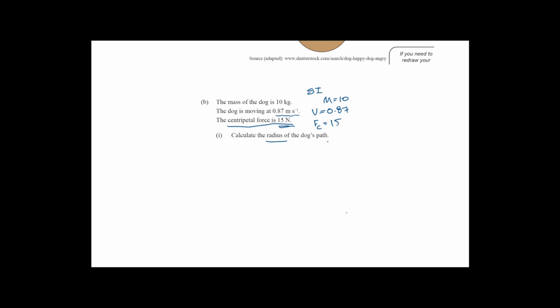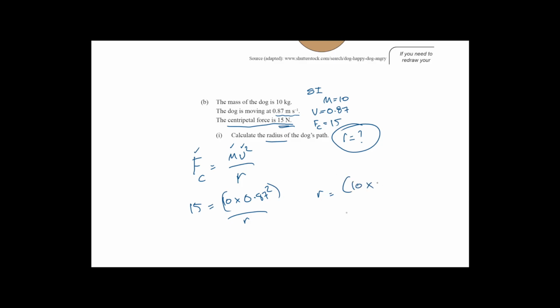Okay, calculate the radius of the dog's path. For this one, we're going to use the formula that's given: Fc equals mv squared over r. We know m, we know v, we know Fc, and we're looking for r. Now it's really not a physics problem, it's an algebra problem. So 15 is equal to 10 times 0.87 squared divided by r. If we rearrange that, we can swap the 15 and the r. r is equal to 10 times 0.87 squared divided by 15. And we're just going to grab our calculator and do it.